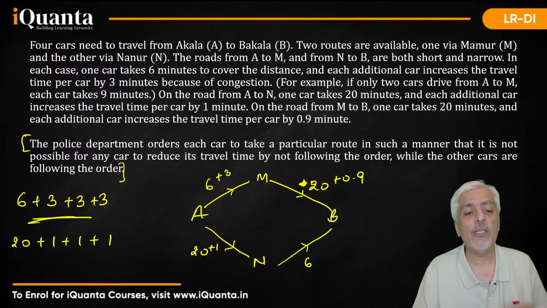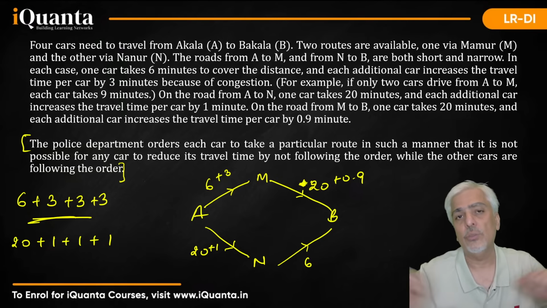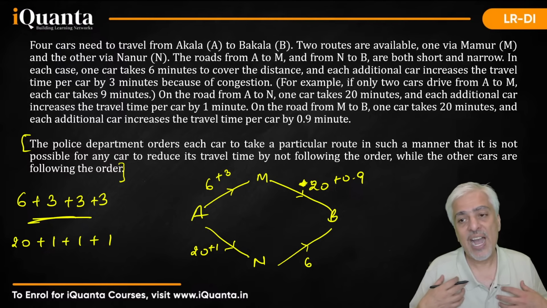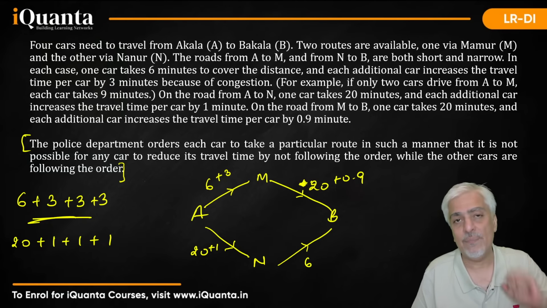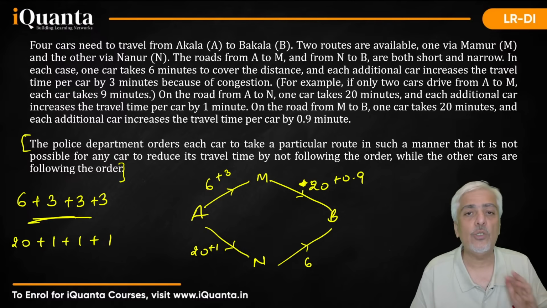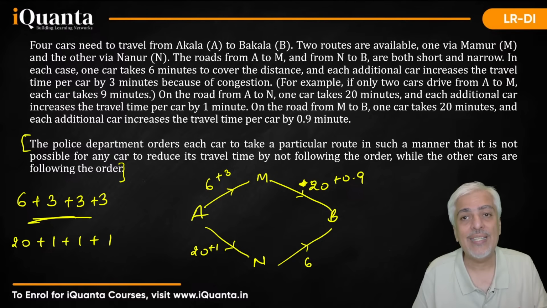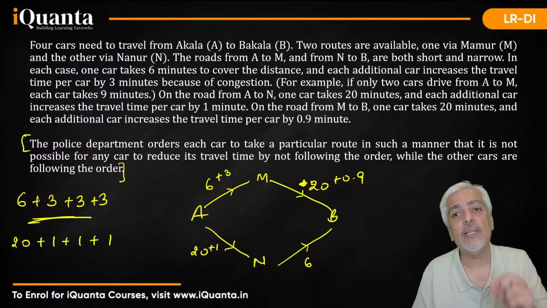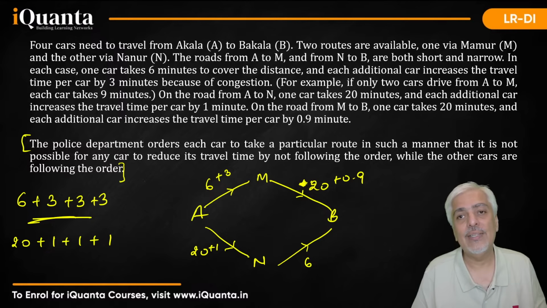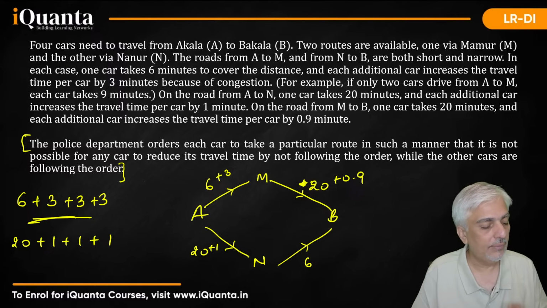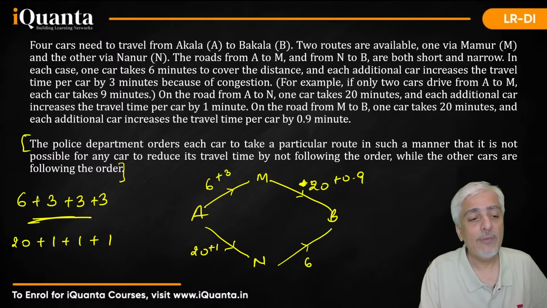The police department orders each car. That means the police department says, suppose, 2 cars go from here, 2 cars go from here. Now, if I am in the car which is going from A to M, and suppose I decide not to follow the police's order and go to the other side, the police has so smartly planned it that it will not help me. And that is the main crux of the set. That is why it is called an optimization problem. Yes, perfect. So you have to bring the solution for all the cars very close by.